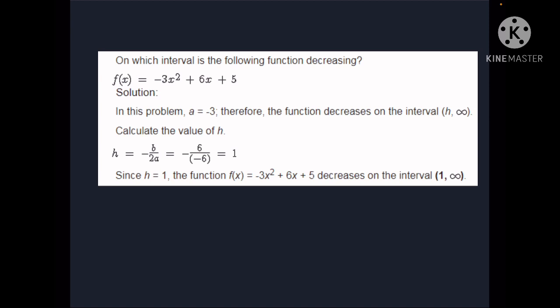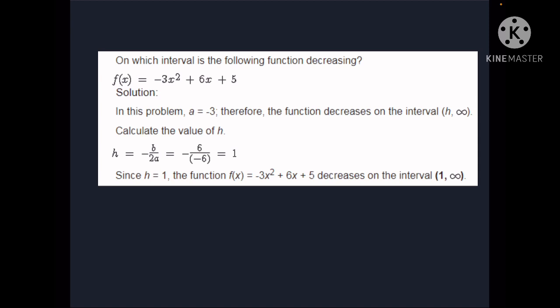Here we have another drill: on which interval is the following function decreasing? Solution. In this problem, a, which is the number beside x to the power of 2, equals negative 3. Therefore, the function decreases on the interval h to positive infinity. How to calculate the value of h?